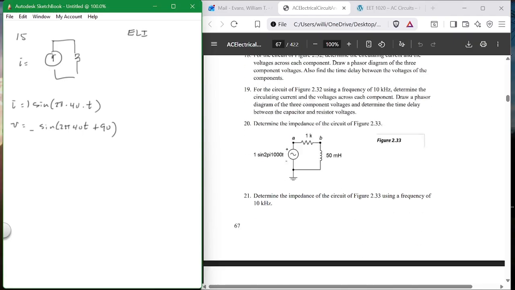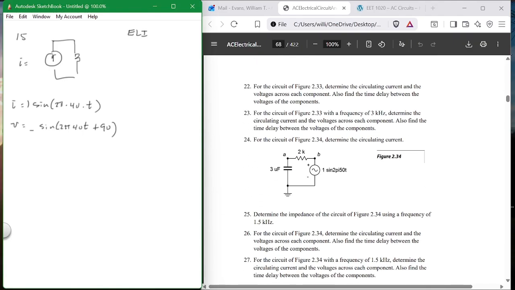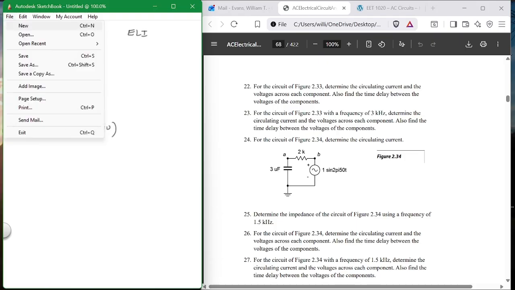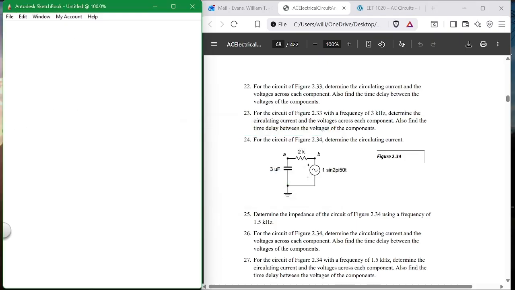Let's go down to number 24. So here, find the current in a circuit. Now, what we did right there was theoretical. You'll never have it in the real world. Here's something you'll have in the real world. So number 24 is a circuit. Now he draws it backwards. I always draw it with the voltage on the left. He draws it backwards. I don't really care. Doesn't matter.